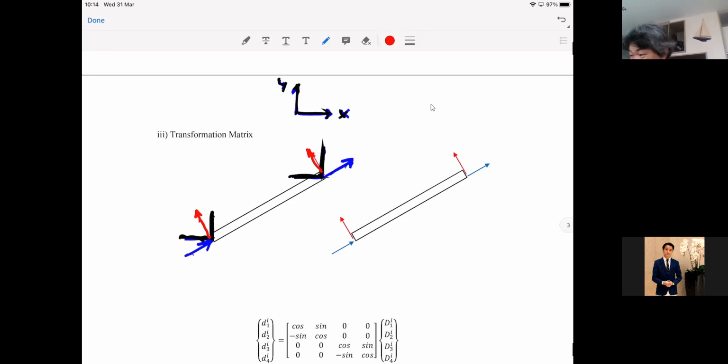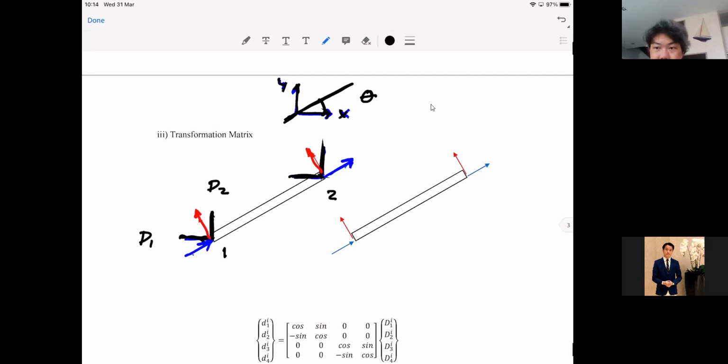And again, let me write down a few more things here. We are going to identify this. Let's say if this is the member, okay? That's the member. So we're going to call this angle theta, okay? And this is node number 1. That is node number 2. Because it's global, I'm going to call this capital D1. Okay, and that becomes capital D2.